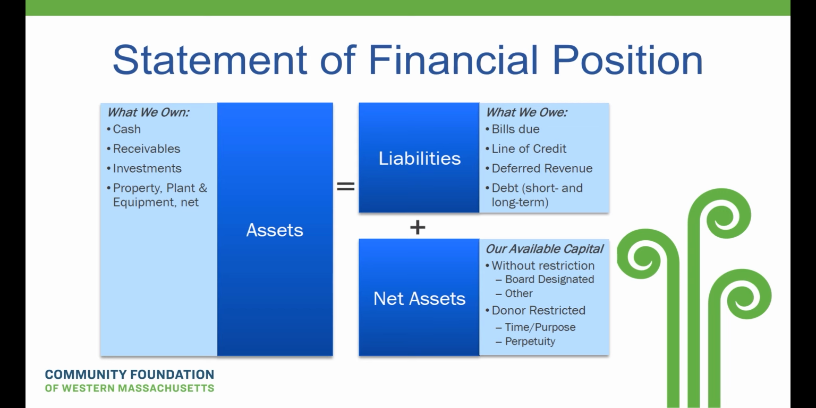And that can be divided two ways. With restriction, meaning a donor has come along and said, I want you to use this for X. And those without restriction, which of course gives them much more flexibility so that they can think about how they use it for their purposes and their priorities.